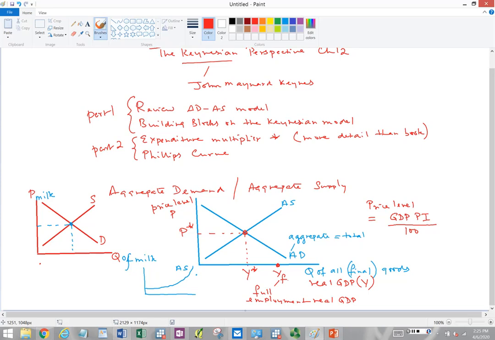So this gap here, this gap between Y star and Y sub F has a name. It's called a recessionary gap. So this is how we would portray an economy in recession. Right? So this is our simple ADAS model.